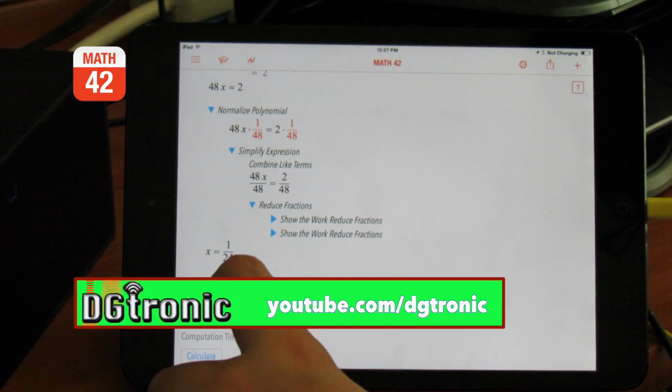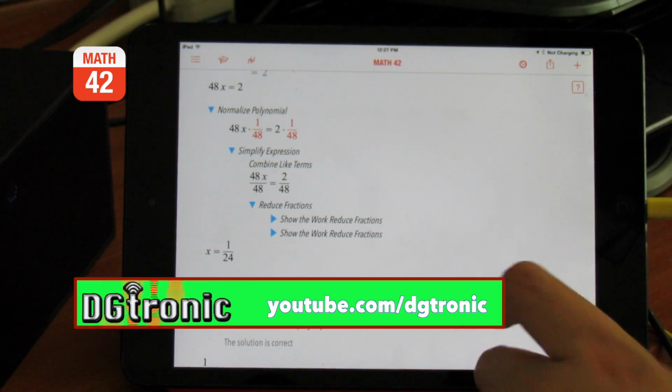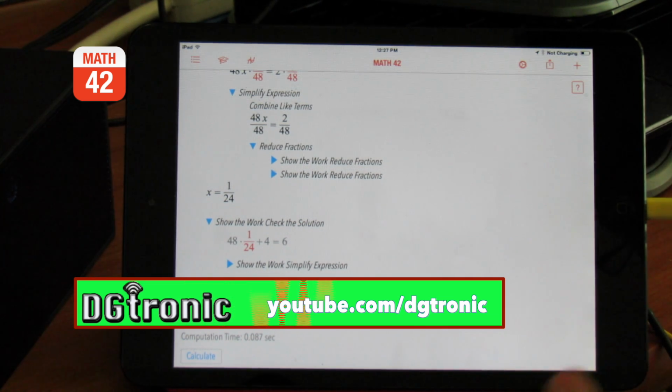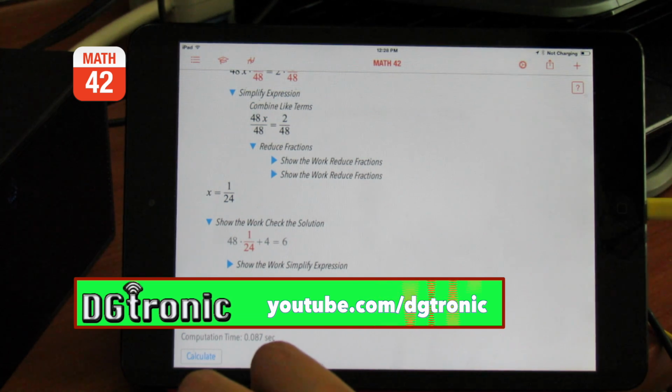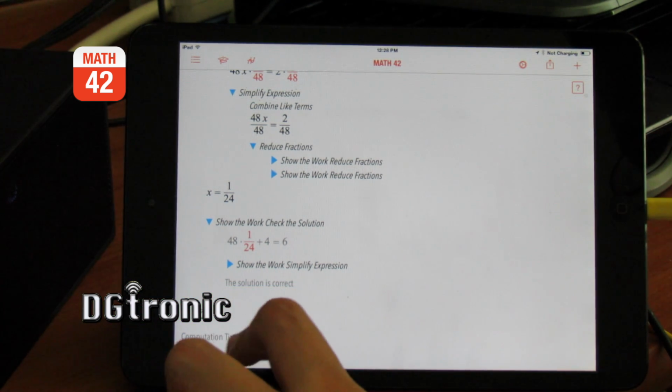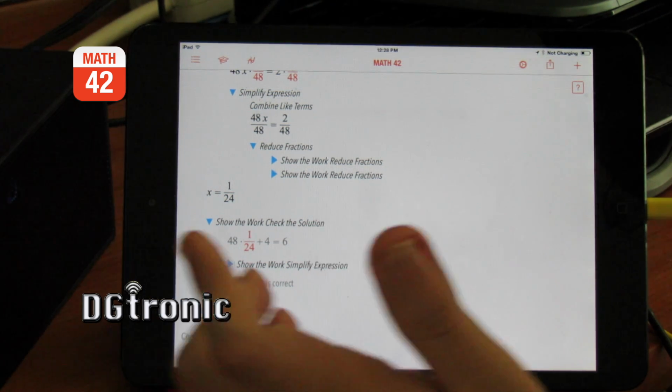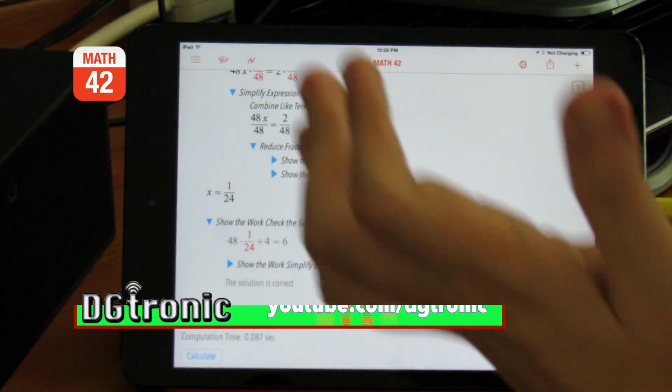And it tells you at the end that the x equals to 1 over 24. Shows you all the single steps that you need to know. And the calculation time, 0.87 seconds. So up here now you have a few options.